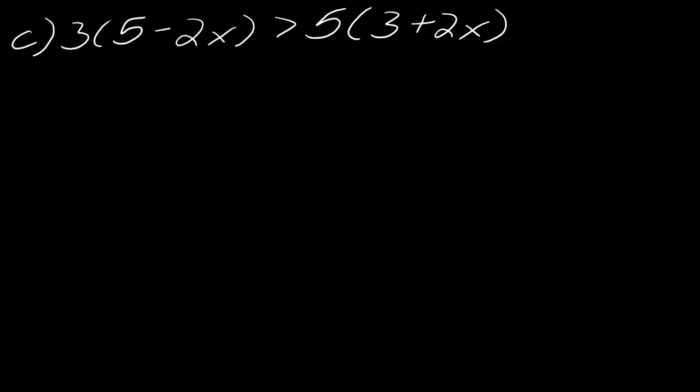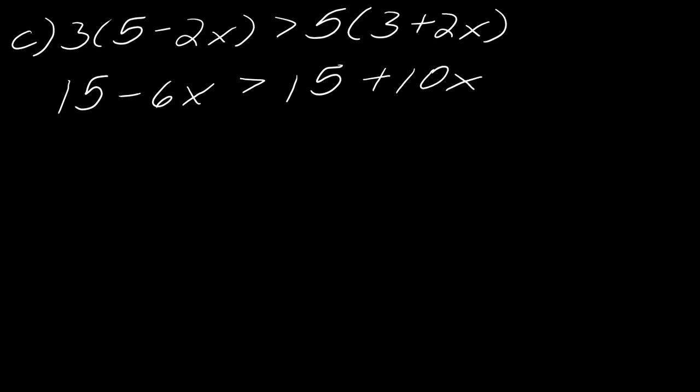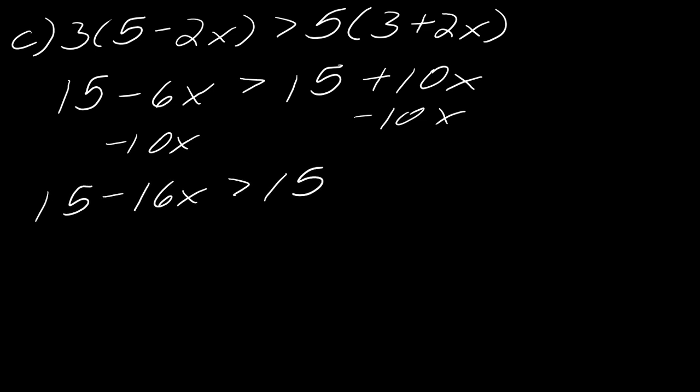Okay, so for C here, the only way to get this party started is we have to first distribute on both sides. So if I distribute, I get 15 minus 6x is greater than 15 plus 10x. So I need to get all the x's to one side, so I'll go ahead and subtract the 10x. So I get 15 minus 16x is greater than 15. And then I'll subtract off the 15 to get negative 16x is greater than 0.